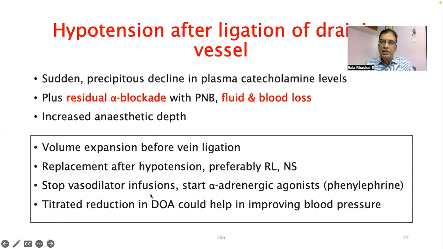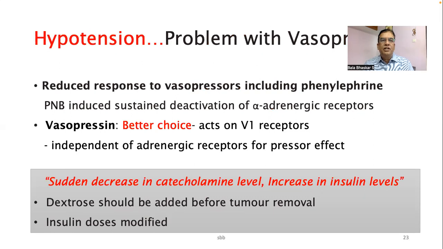And we have to stop the vasodilator infusions if we have used them previously. And we can indeed use alpha-adrenergic agonists like phenylephrine. And titrated reduction in the depth of anesthesia can help in increasing the blood pressure of the patient. It's also problematic sometimes with phenylephrine because there is reduced response to vasopressors. So peripherally, the phenoxybenzamine-induced sustained deactivation of alpha-adrenergic receptors, which I spoke about in part 1, could be a contributory factor here. Vasopressin would be a better choice because it acts on the V1 receptors and therefore acts independent of the adrenergic receptors for the pressor effect.